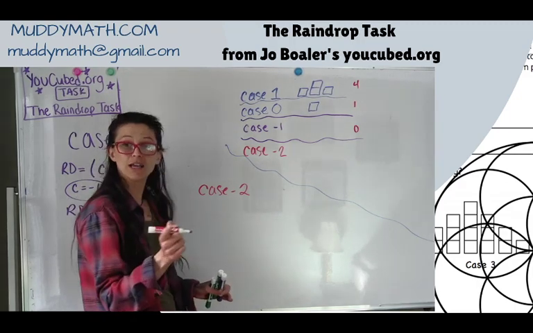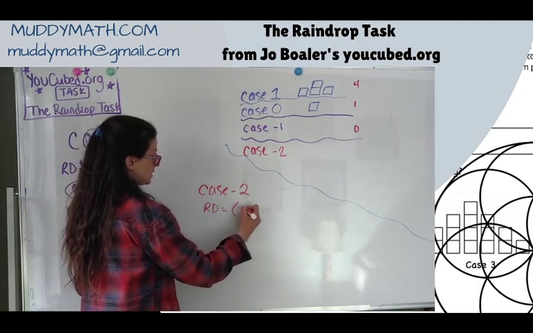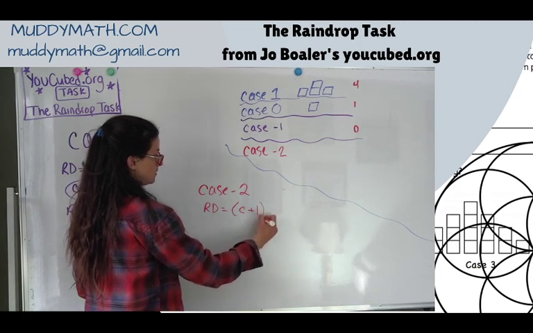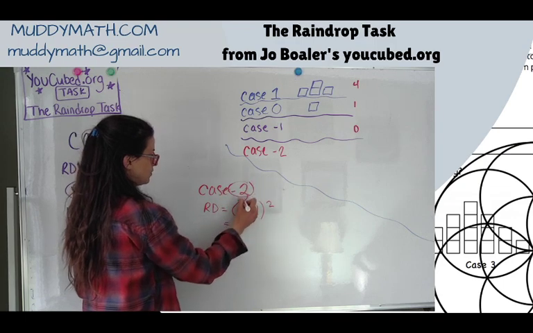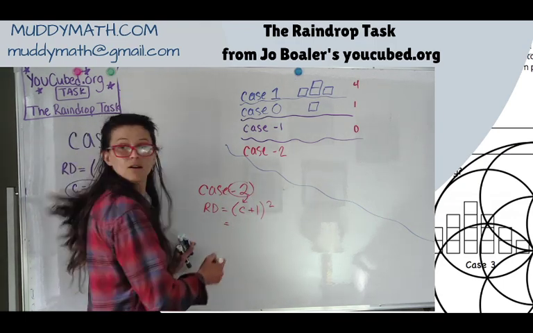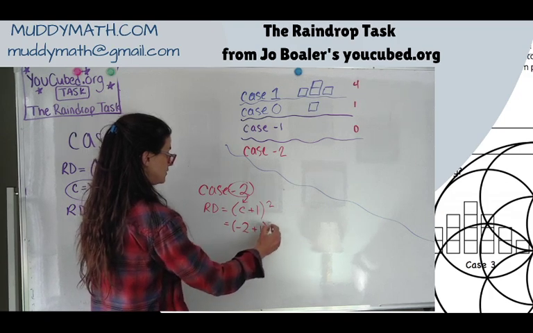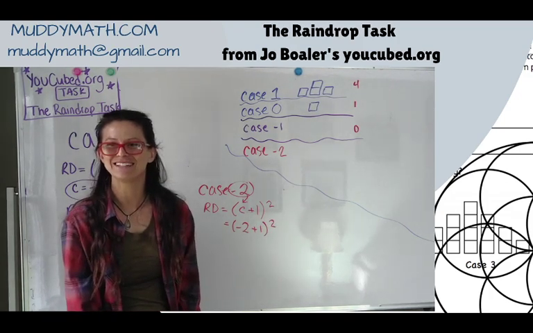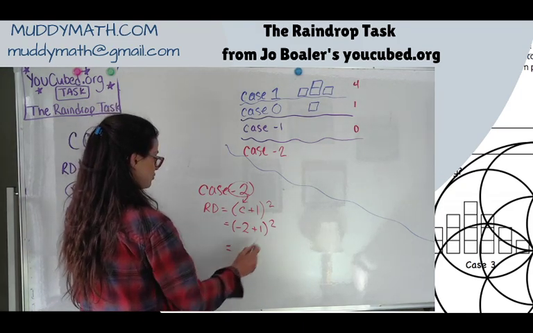Let's use our algebraic expression. We have the raindrops equals the case number plus 1 squared. So our case number is negative 2. We'll substitute that in for c. Okay, so we get negative 2 plus 1 squared. Do you see what's going to happen? It's very exciting. Okay, so then we get negative 2 plus 1.